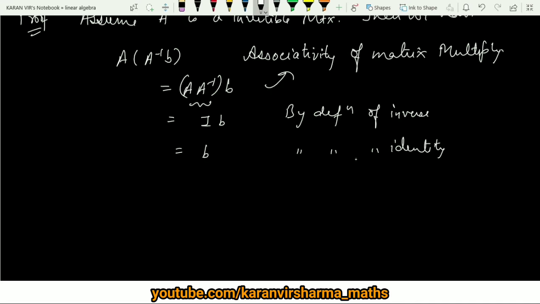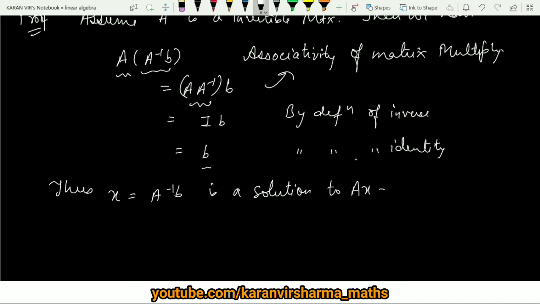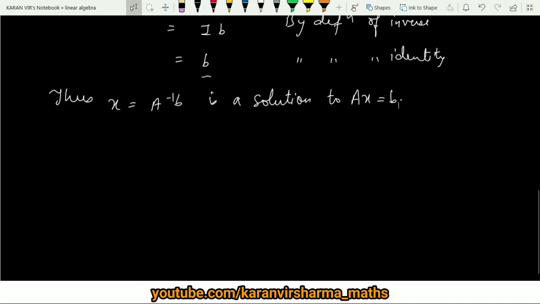So what you get here is A into something equals B. Thus my x was nothing but A inverse B, and this x equals A inverse B is a solution to Ax equals B. This I have proved as the existence part. Now what about the uniqueness part? In order to prove the uniqueness part, I will be assuming one more solution. Let y be another solution.